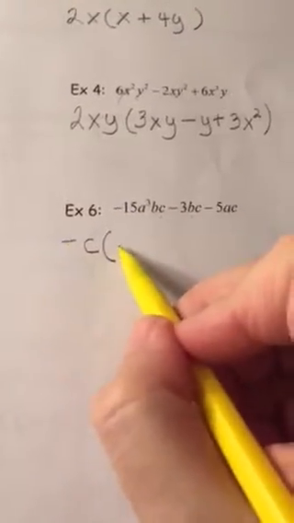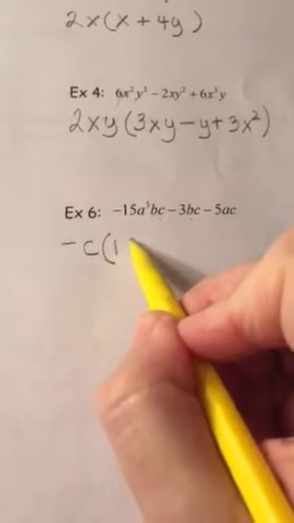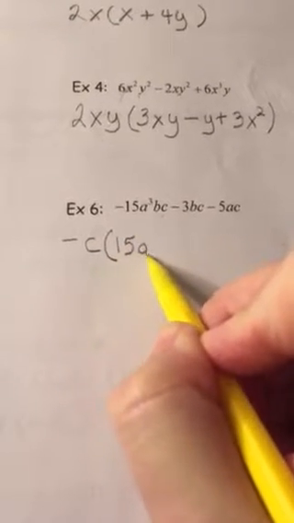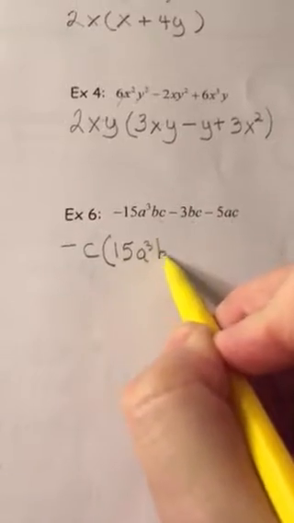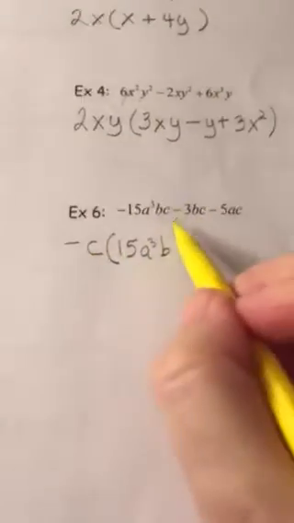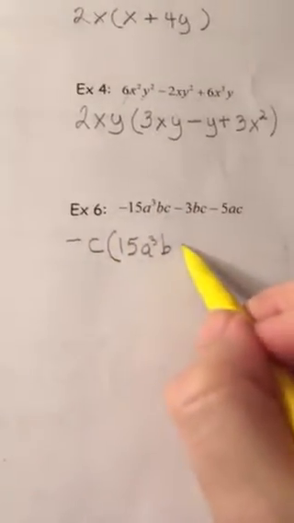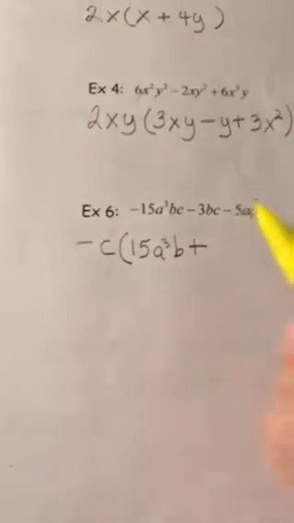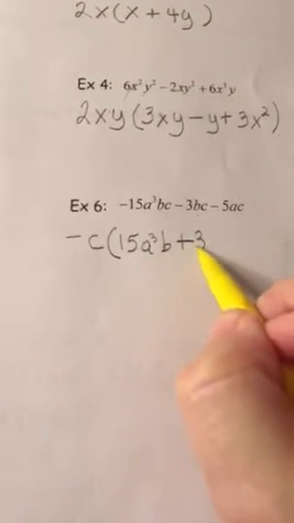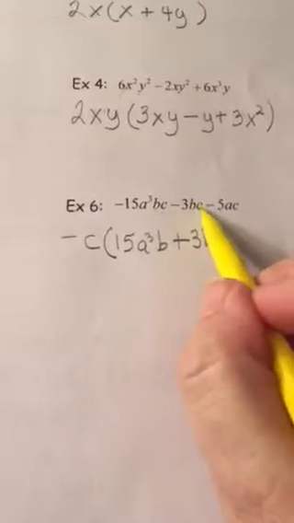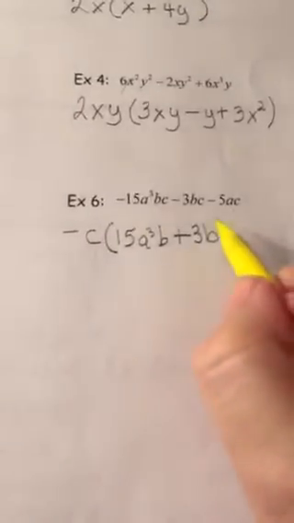Negative divided by negative is a positive. So I would have a 15, a cubed, b, and the c's would cancel out. Then I have a negative divided by a negative. That's going to make a positive. And then I'm going to have 3b, but c divided by c would cancel out.